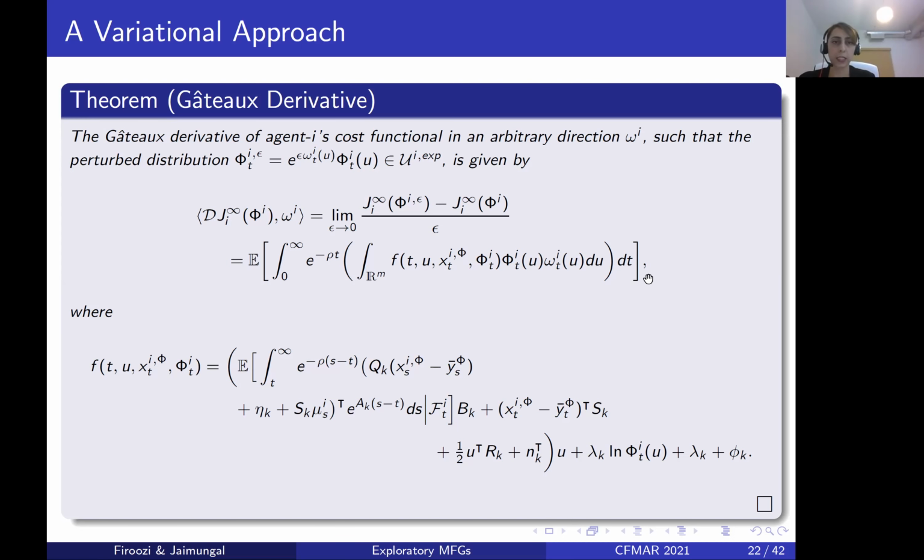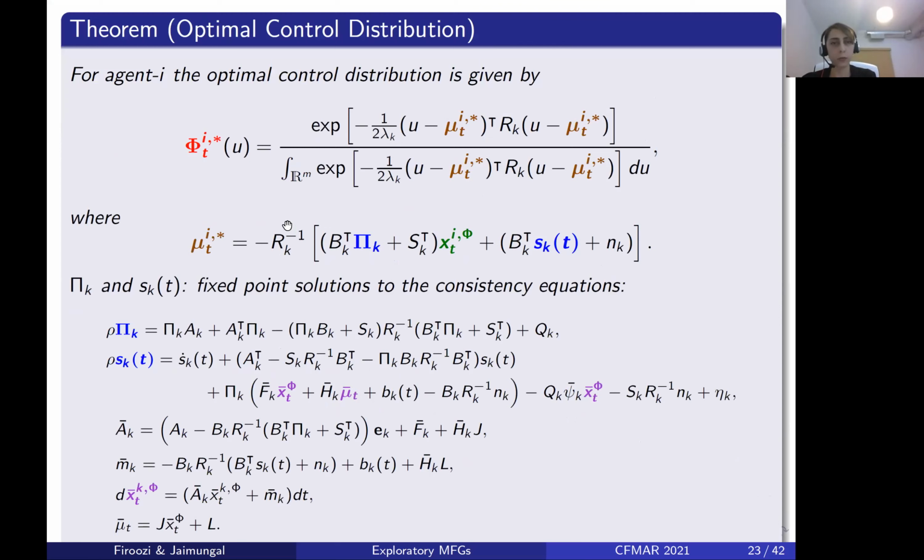So if we set this expression to 0, we obtain the optimal action distribution as in here. Interestingly, this optimal action distribution is Gaussian, and its mean value, which is expressed here, coincides with the optimal action in the classical case, the optimal action for agent I in the classical LQG MFG systems. The coefficients pi and s in the control action satisfy offset and Riccati equations, and they are the fixed point solutions to the same set of mean field consistency equations as in the classical case.